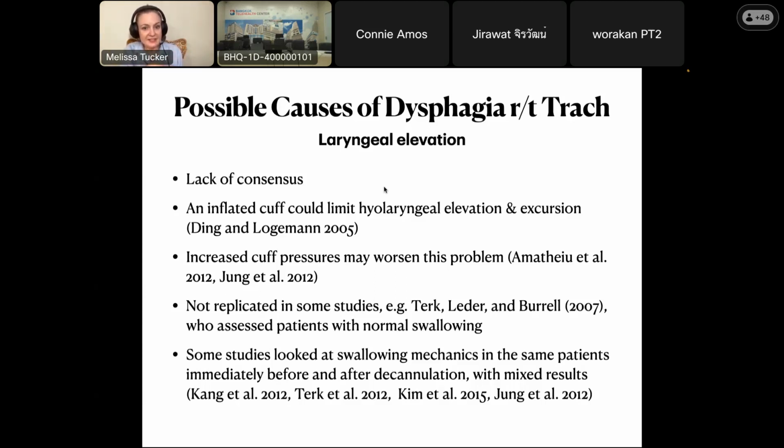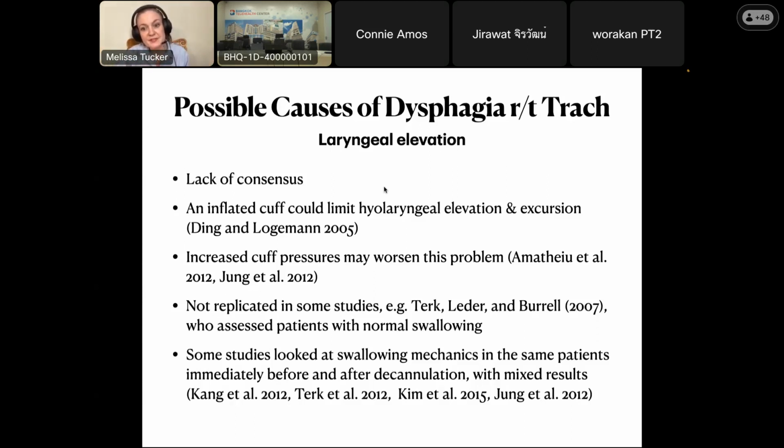Amatiu and colleagues looked at a cohort of patients that they randomized to different cuff pressures. So that balloon on the distal end of the trachea, they said that it would be 10, 20, 30, 40, 50, or 60 millimeters of mercury, I believe was the measure they used. And they found that increasing cuff pressures had a linear relationship to diminished hyolaryngeal elevation and excursion.